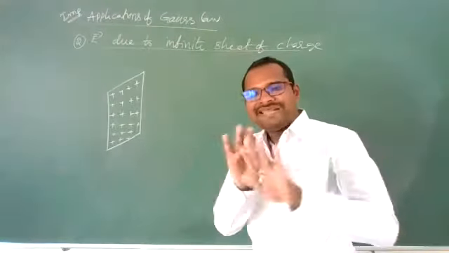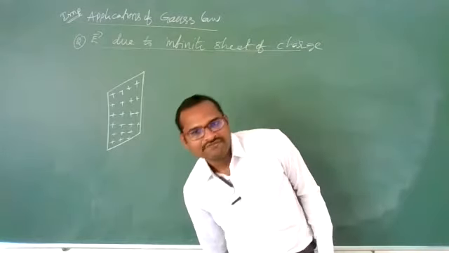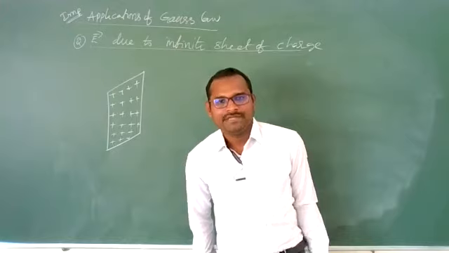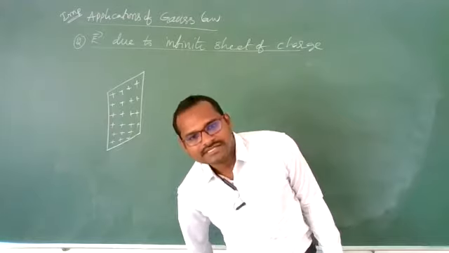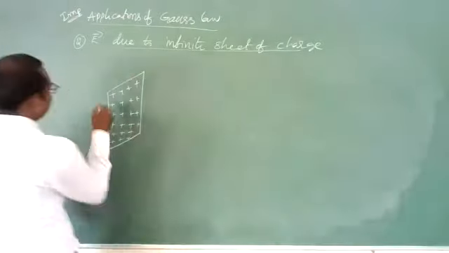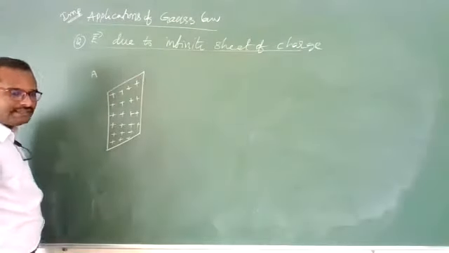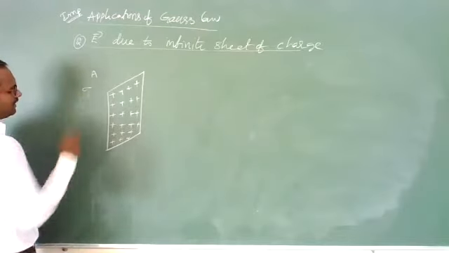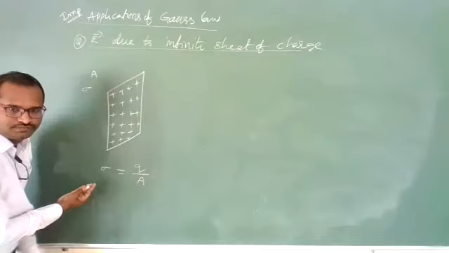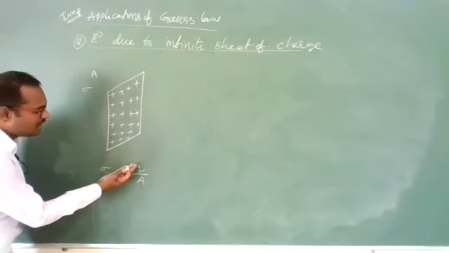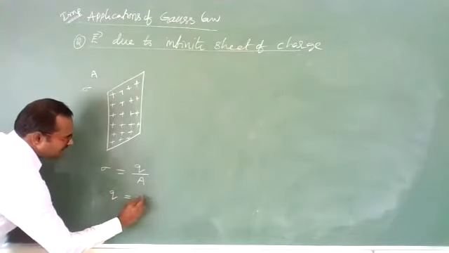Okay. Now for plane sheets, what we need to consider? Lambda, sigma, or rho? For line charges we need to consider lambda, but for plane sheets, we need to consider sigma. Clear? Let us suppose this sheet is having an area of cross section capital A, and whose surface charge density is sigma. Then sigma can be written as q upon A. As you know, surface charge density is nothing but charge per unit area. Then total charge on that surface is equal to sigma into A.